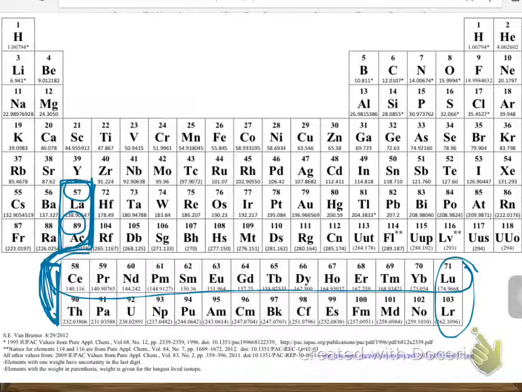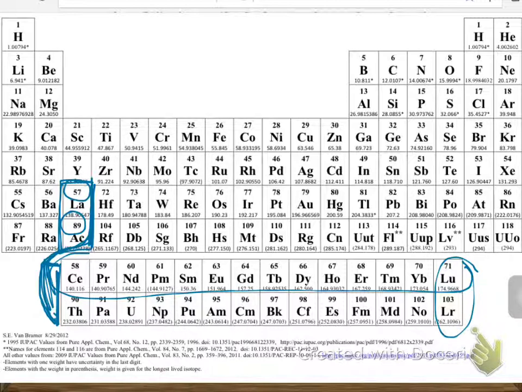Many of them have radioactive isotopes. Not all of them, but many of them. Not all isotopes of all of them are radioactive. The actinide series, which is the period 7 actinides, those are all radioactive. Every single one of them undergoes nuclear decay.